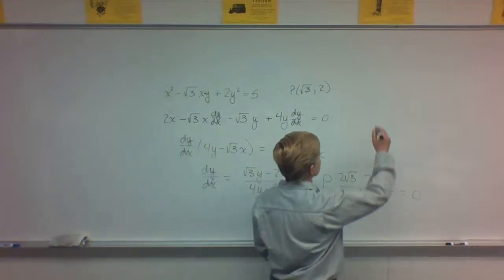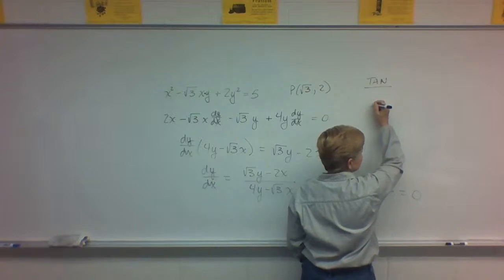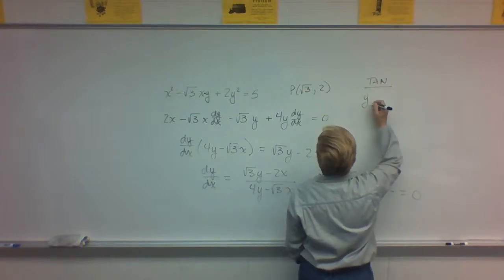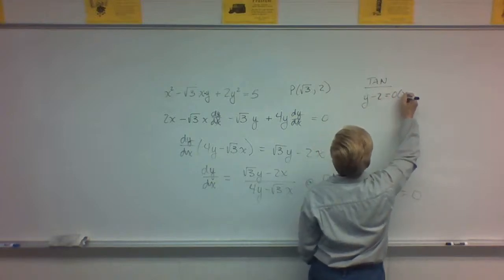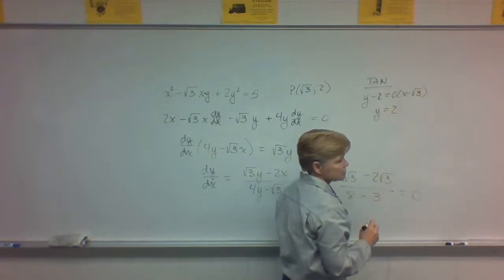So the tangent line, this one turned out kind of nice, but also a little weird, so it's kind of hard to understand. The tangent line, if you really want to follow through the whole thing, is going to be y minus 2 equals 0 times x minus root 3. And that's y equals 2. Right?